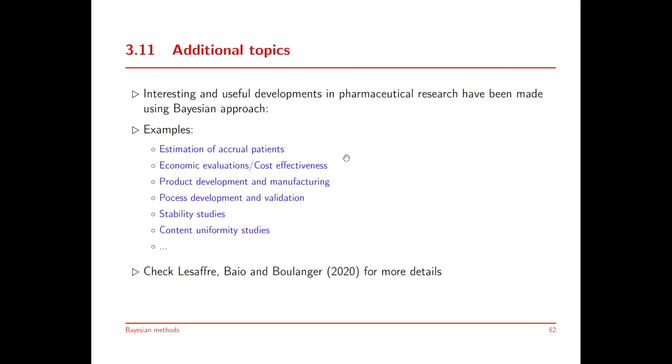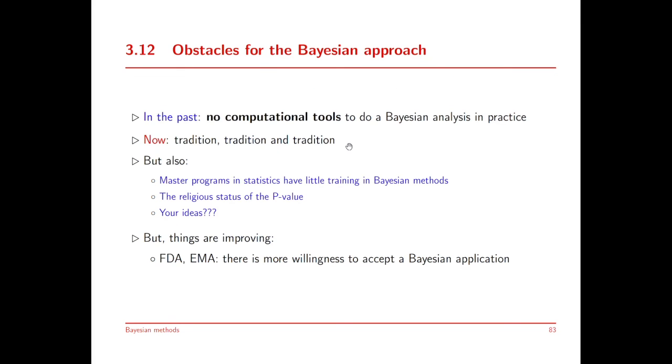So, very nice, very useful, the Bayesian approach. There are many additional topics I could have talked about, but still there are obstacles for the Bayesian approach. In the past it was that there were no computational tools to do a Bayesian analysis in practice, and now it is tradition, the tradition of doing a frequentist statistical analysis, but also that the master programs in statistics have often little training in Bayesian methods, the religious status of the p-value, and maybe other things. But good things are coming maybe, there is more willingness to accept a Bayesian application.